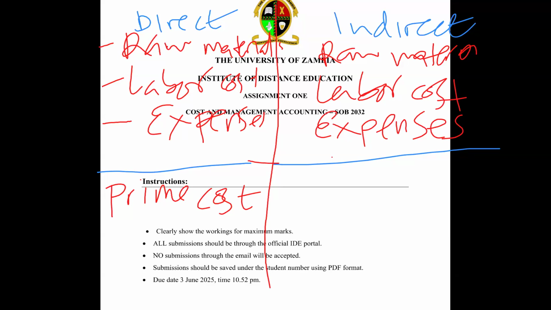But on the other hand, you have those materials that cannot be traced to a specific product or service. These are called the indirect raw materials. They're indirect, they're not direct. You can't really trace them directly and say, oh, this raw material cost has been incurred because of this product or because of this service. We call them indirect material costs.